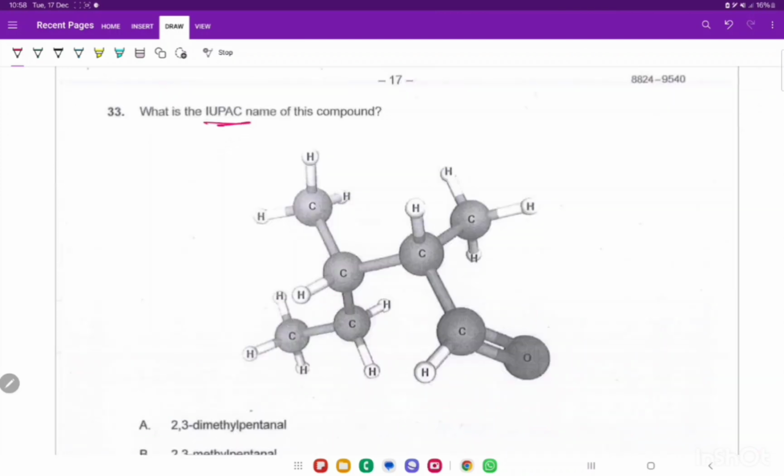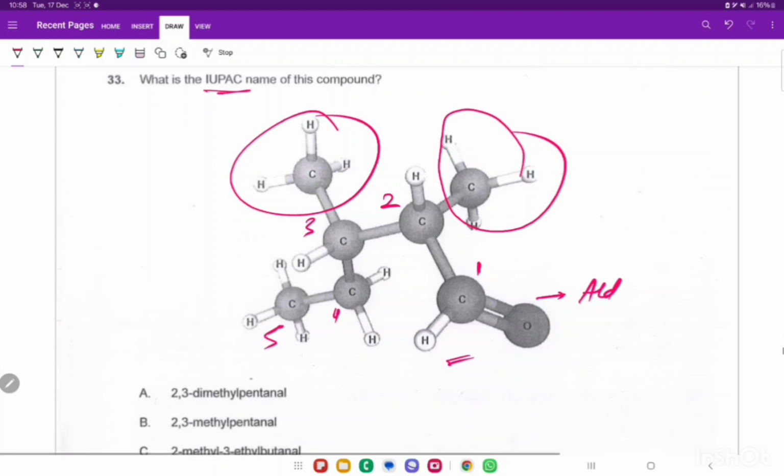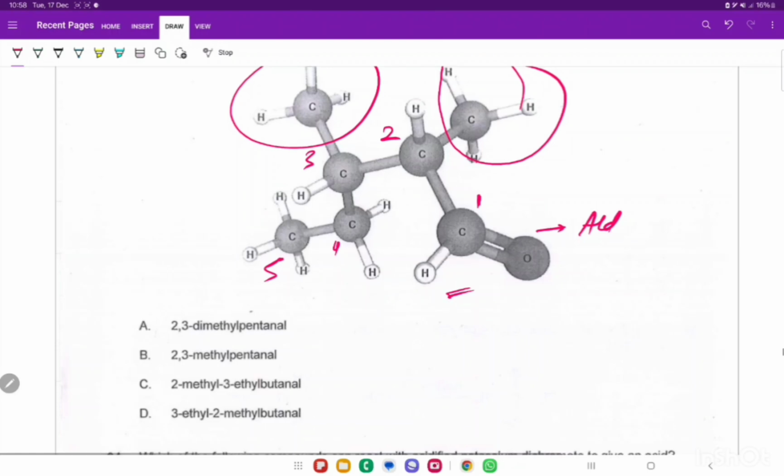You have to write the IUPAC name of the compound, and this compound has an aldehyde group, CHO, present here. Then number the carbons 1, 2, 3, 4 and 5. This is the longest chain. There is one methyl side chain and another methyl side chain on the second and third carbon. So a five carbon pentanal, with methyl groups on second and third: 2,3-dimethylpentanal.